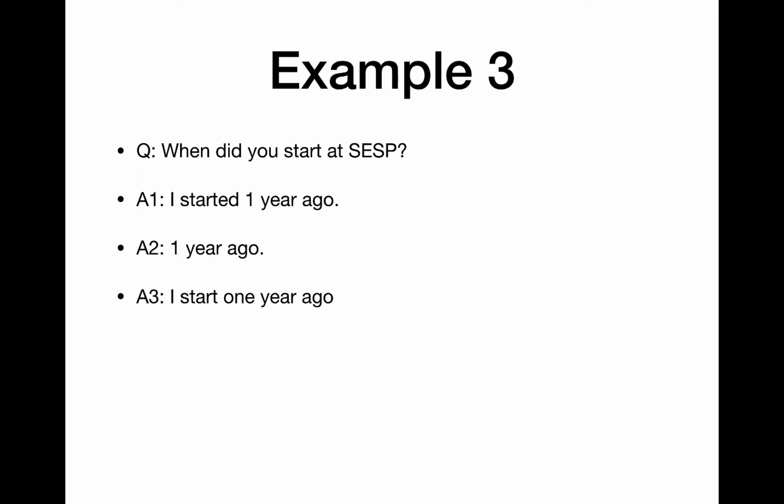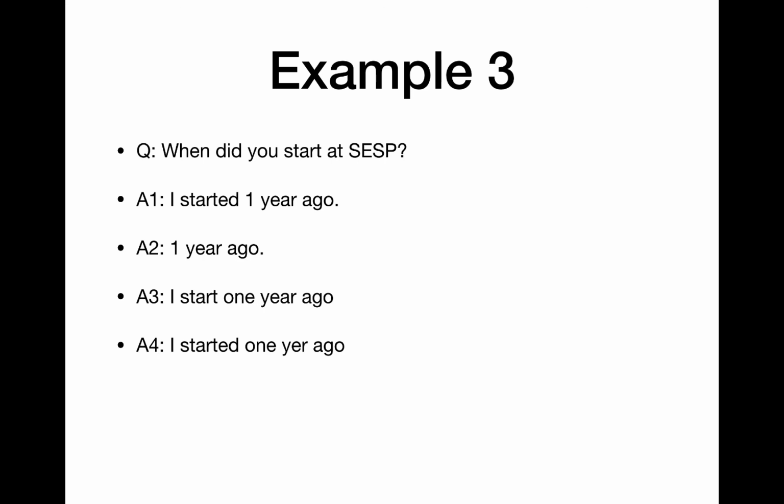Answer number 3, I start 1 year ago. This is an attempt at a complete sentence that addresses the prompt. Unfortunately, start is not correct, should be started, and there should be a period at the end of the sentence. But we can award 1 point for vocabulary, since all of the words are spelled and used correctly.